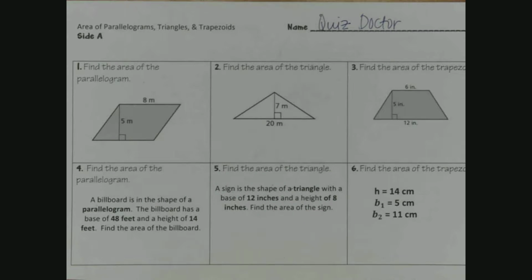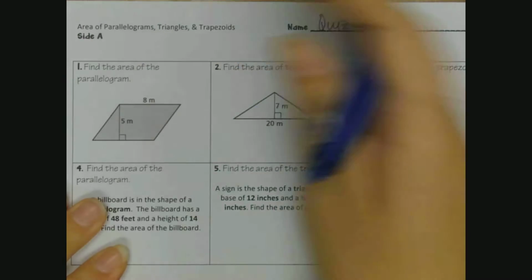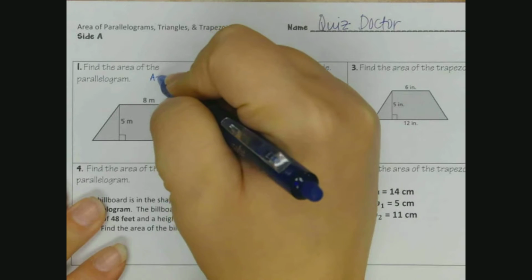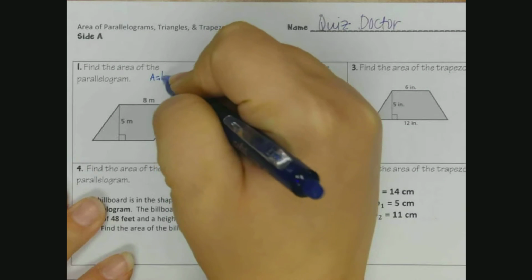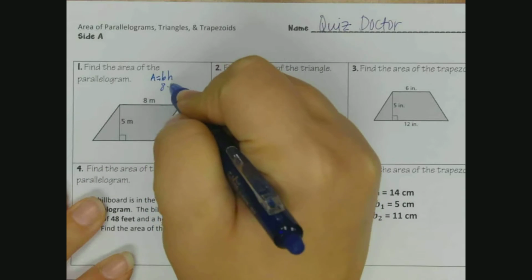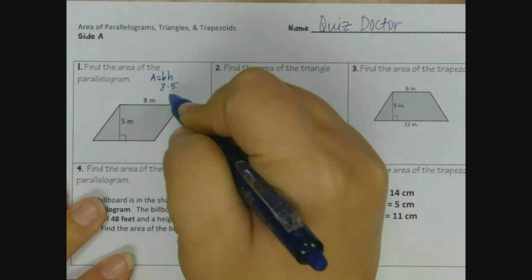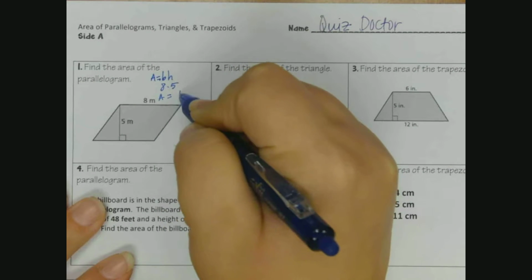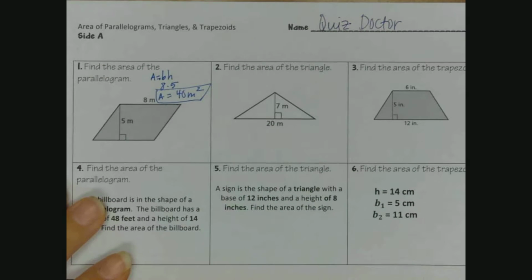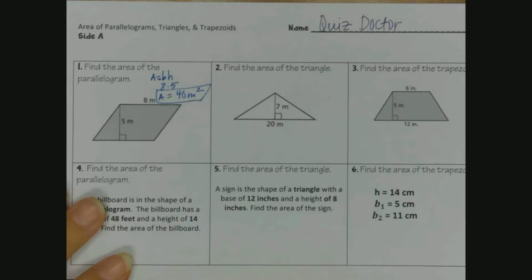This is the Quiz Doctor video for area of parallelograms, triangles, and trapezoids. Remember, our first step is always to write the formula. The formula for a parallelogram: the area equals the base times the height. My base is 8, my height is 5, so my area equals 40 meters squared. That's all there is to the parallelogram.